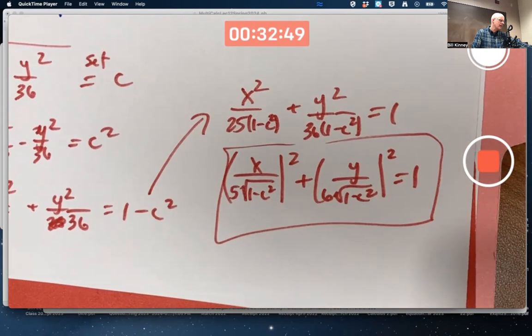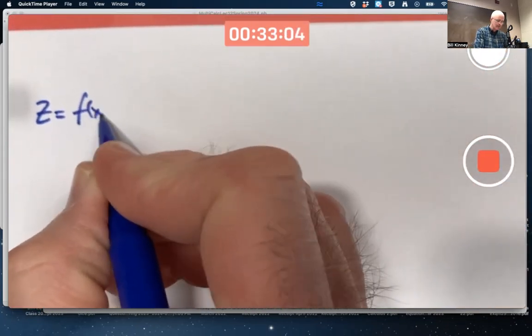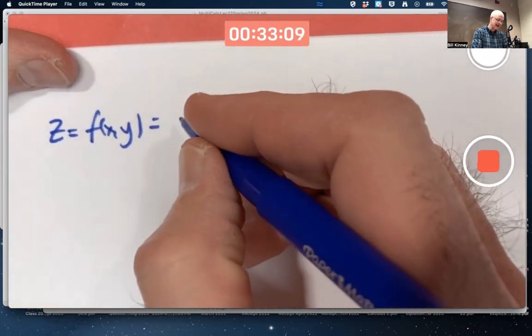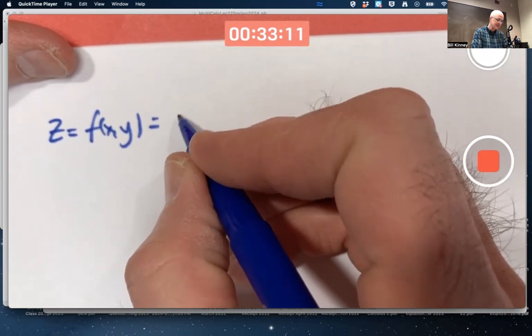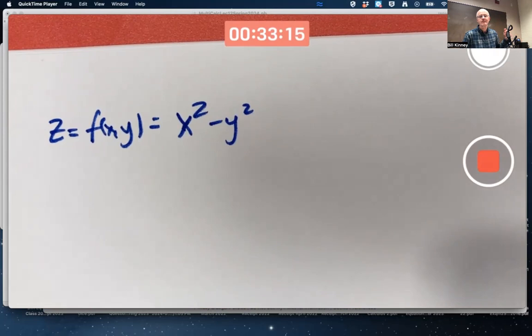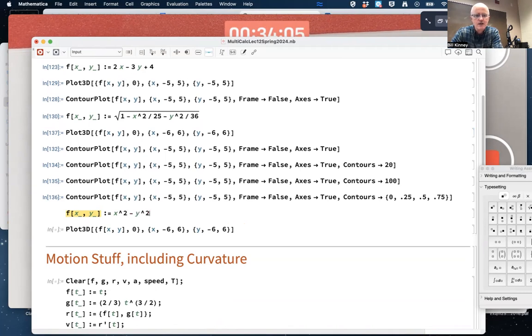Are there some functions where the level curves you get are like hyperbolas? Like z equals f of x, y. Can I think of a function where your level curves are hyperbolas? Yes, I can. Simplest example is x squared minus y squared. Another example would be negative x squared plus y squared. What does the graph of this look like? Let's change the function to the one I just wrote down, x squared minus y squared.